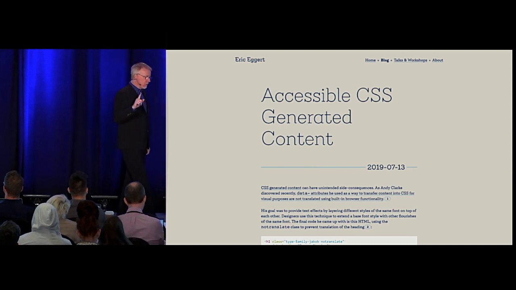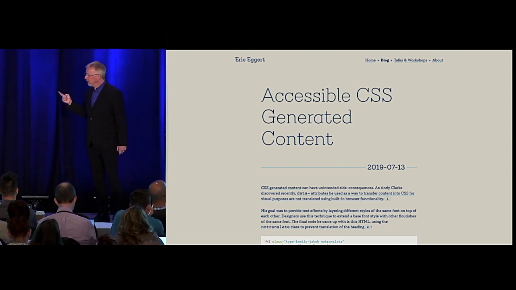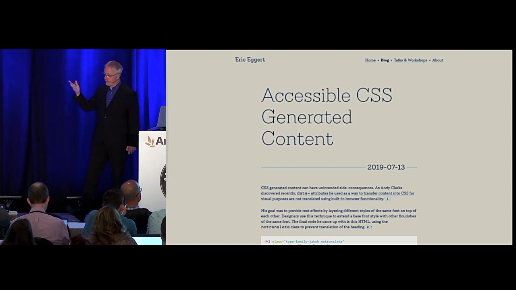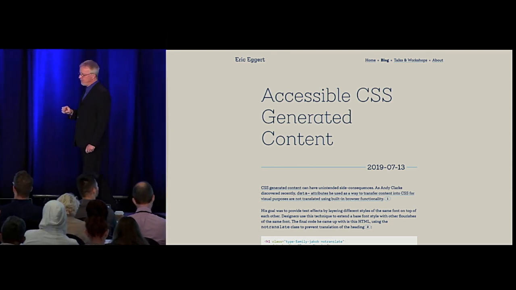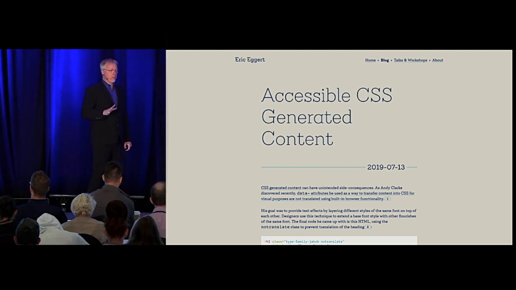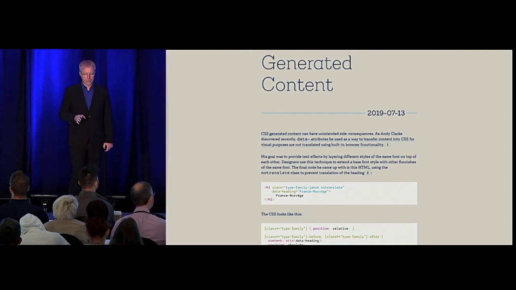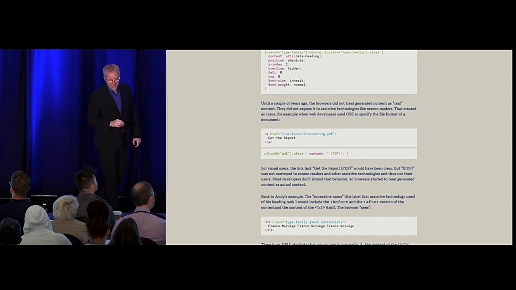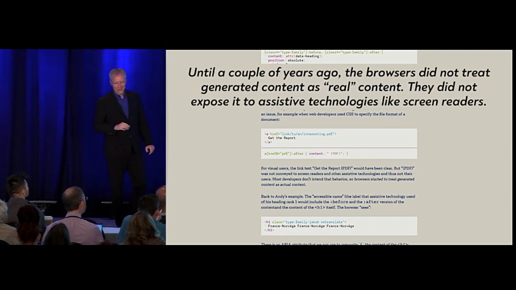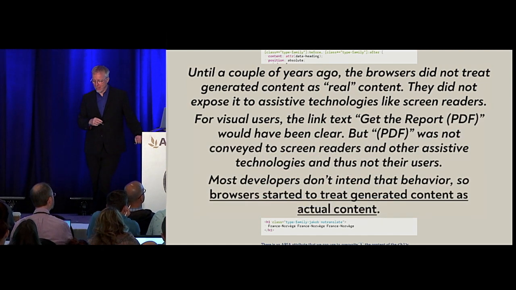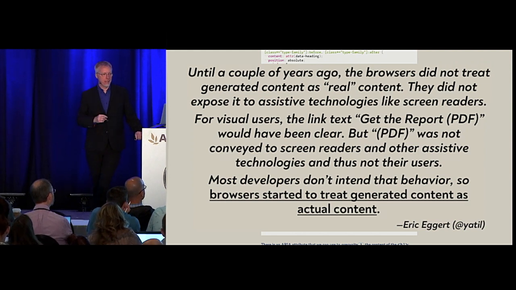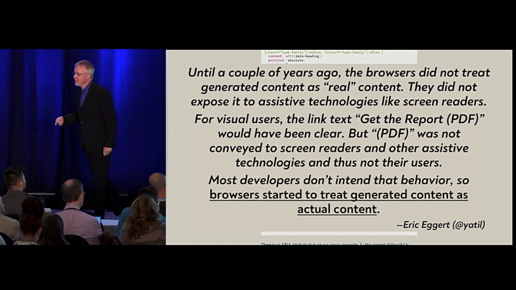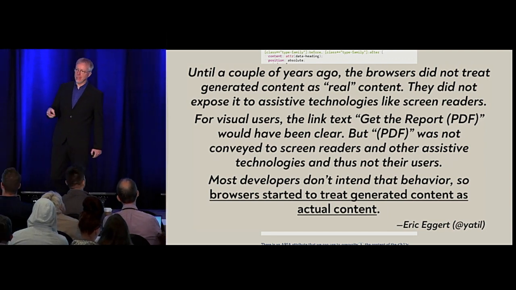And Eric Eggert, who you may know as Yodel on Twitter, you may not, but either way, he very recently wrote this article about accessible CSS-generated content. And one of the points that he made was that we're used to thinking of generated content as a thing that screen readers ignore. But it is not, because browsers used to ignore the generated content as real content, so screen readers couldn't get to it. But developers didn't really intend that. So now, browsers treat generated content as actual content. So if you are generating text content, it will be read, most likely, by screen readers.